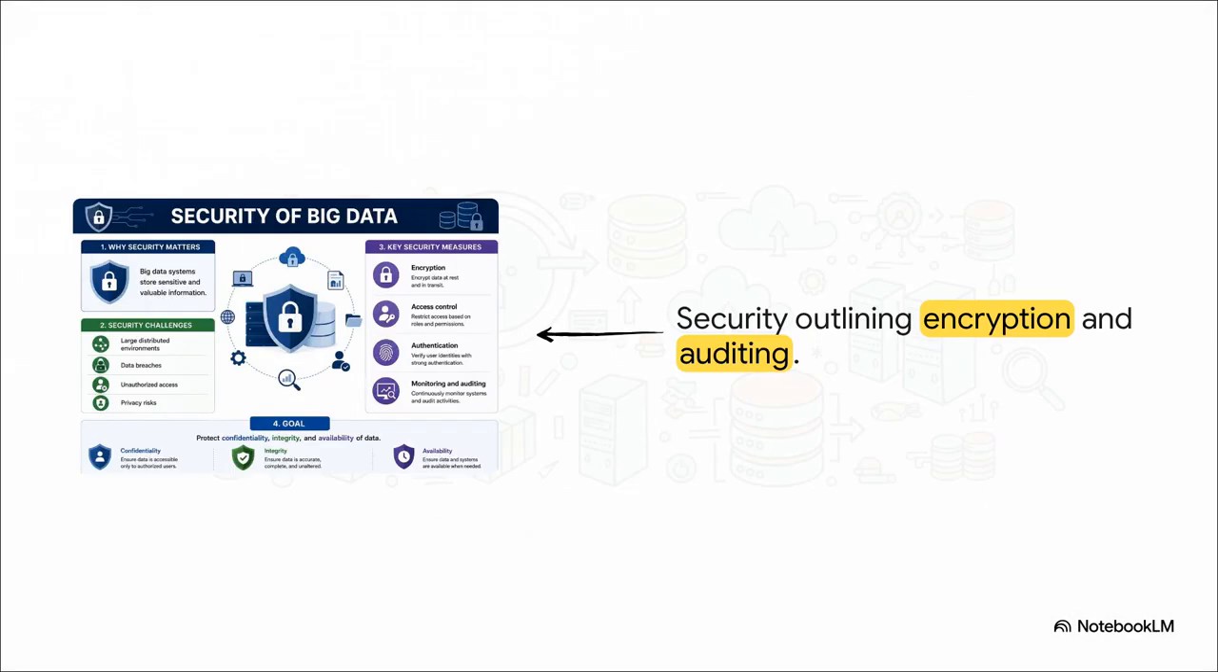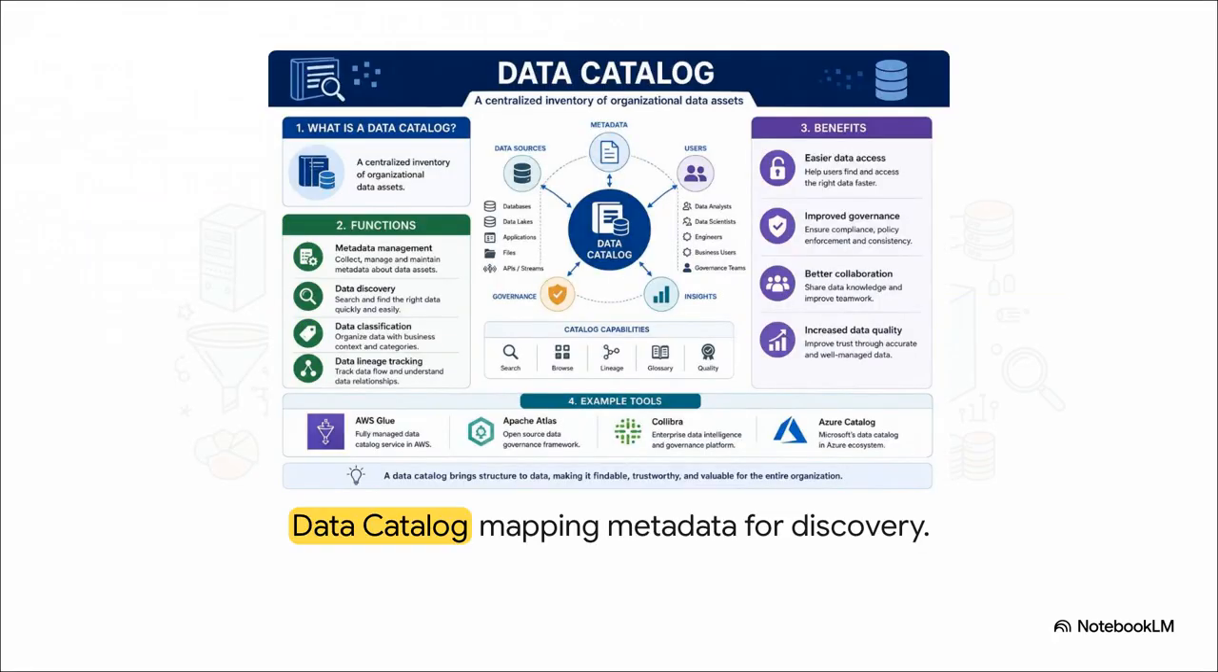First up, strict encryption for data both at rest and in transit. Then, we implement rigorous access controls and authentication to ensure only the right people get in. And finally, we rely on constant automated monitoring and auditing to detect anomalies and stop data breaches before they even happen. But hey, security isn't just about locking doors. It's also about knowing exactly what's inside the building.